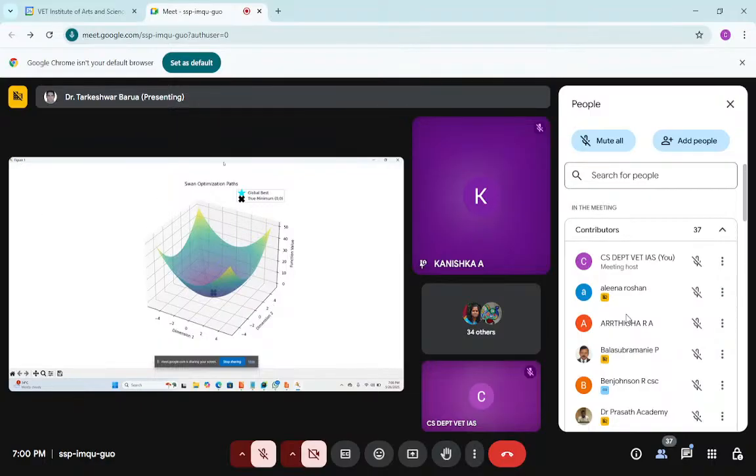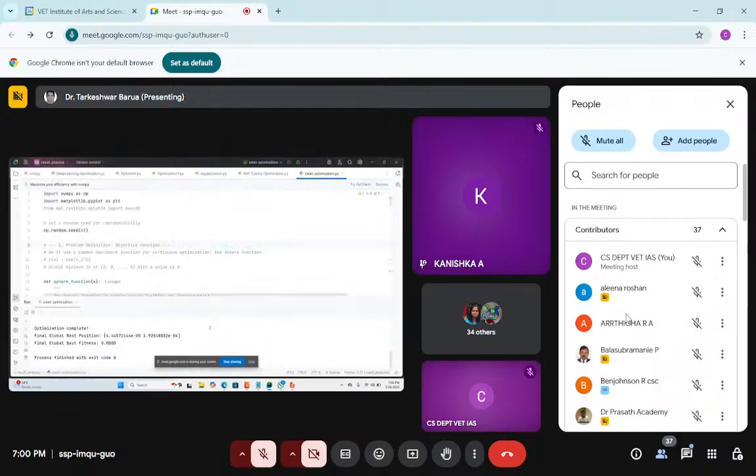These are the results we are getting, and immediately we are reaching the conclusion: the best global and true maximum. We are reaching the target after just a few iterations only. So that's the best way.